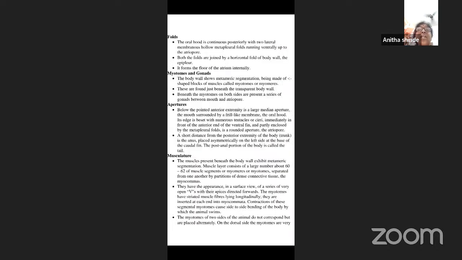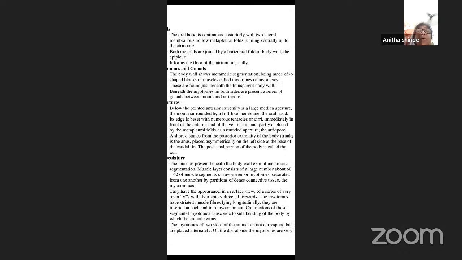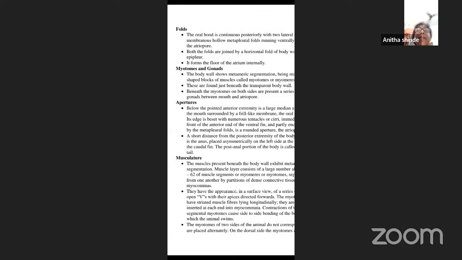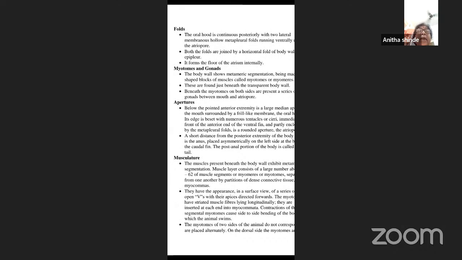So next is the folds. Now they say the oral hood is continuous posteriorly with two lateral membranous hollow metapleural folds running ventrally up to the atriophore. So the oral hood is continuous posteriorly with two lateral membranes, and both the folds are joined by a horizontal fold of body wall called the epipleur, and it forms the floor of the atrium.